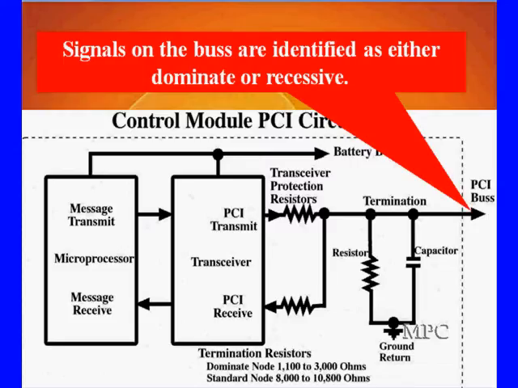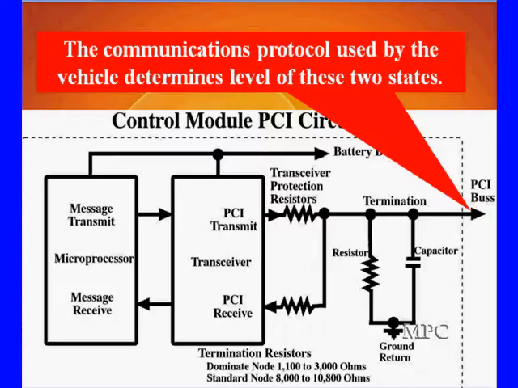The signals on the bus are identified as either dominant or recessive. Now, that sounds really strange. Everybody's talked about digital signals being high or low. Why don't we do that here? Well, we're going to have to show you something, because high or low isn't necessarily dominant or recessive. Let's see what we're talking about here. The communications protocol we use by the vehicle will determine whether high or low is dominant.